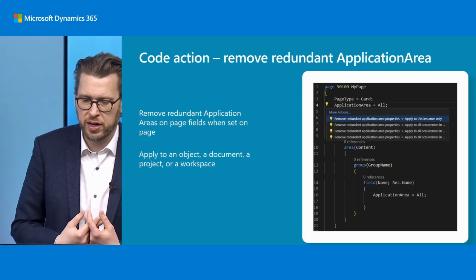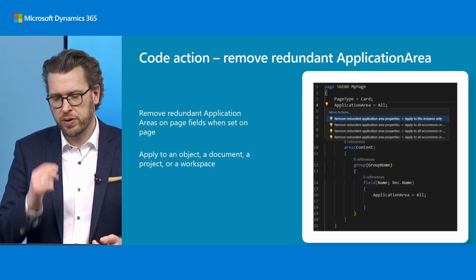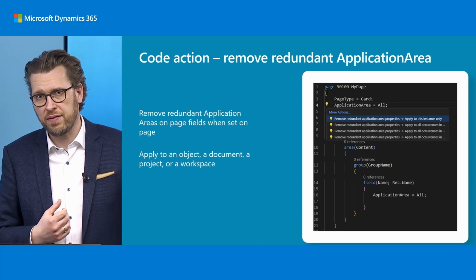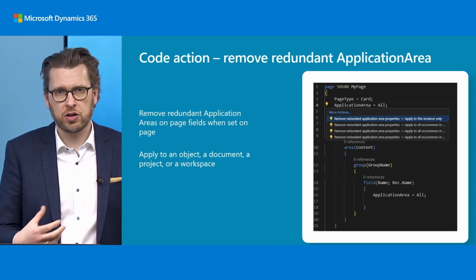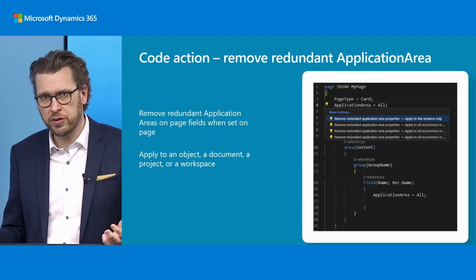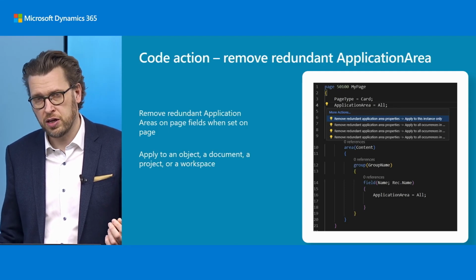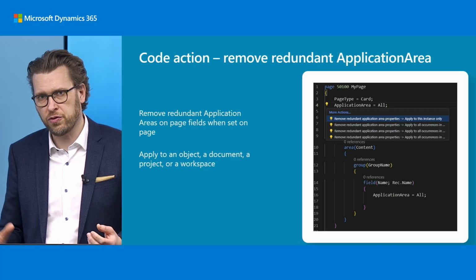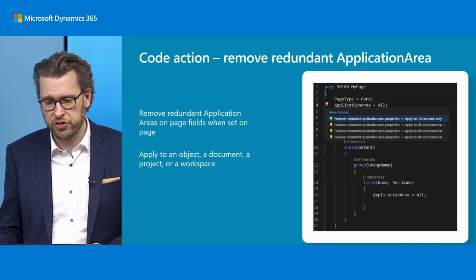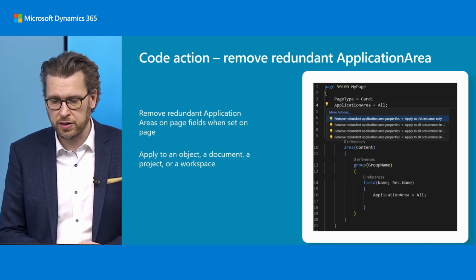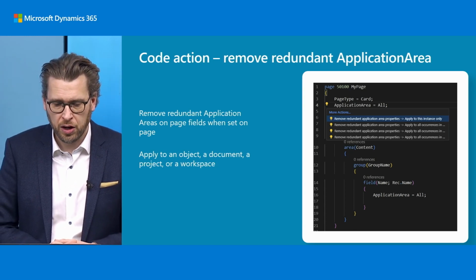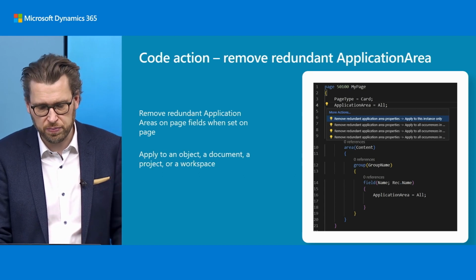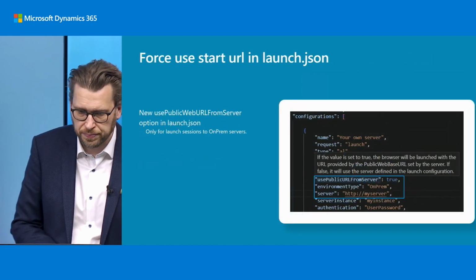And we also have a code action for a related operation, which is that when you have it defined at the page level, as well as on the fields, you can run a code action to remove all the redundant application areas on fields. So you clean up code and the fields will only have an application area if it's different from the page level. And again, you can run that on the specific object, on the file, on the active project, or on the workspace.